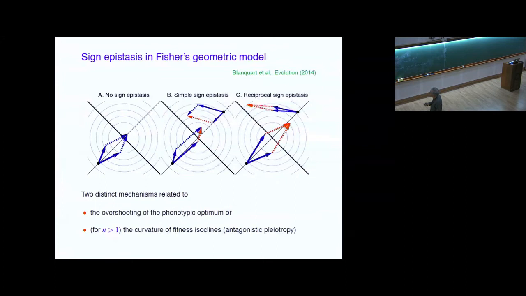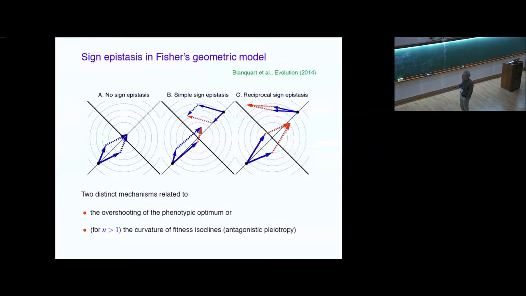So there's no sign epistasis. Here we have simple sign epistasis. Here we have reciprocal sign epistasis. And what is sort of interesting here, I mean, this you could say is still sort of overshooting the optimum. But here, for example, you have a situation where there's actually no overshoot. You don't actually see the optimum, but you still have reciprocal sign epistasis simply because these fitness isoclines, these lines of constant fitness, are curved. And Tenaillon and collaborators call this antagonistic pleiotropy, which we also heard about yesterday.